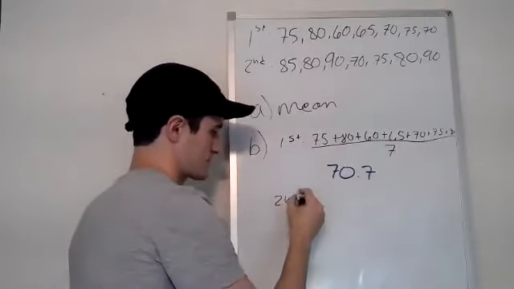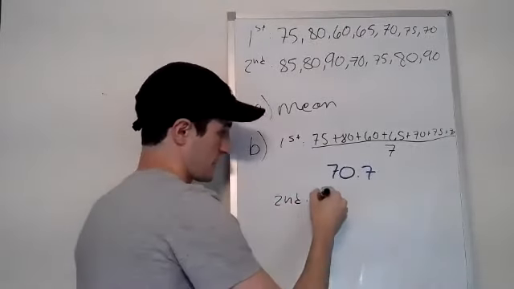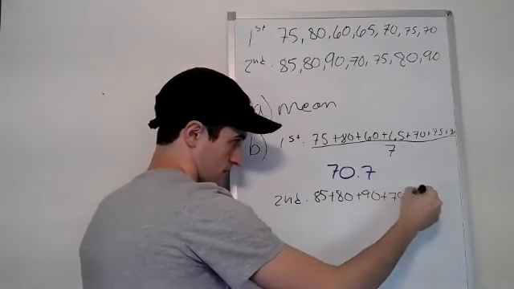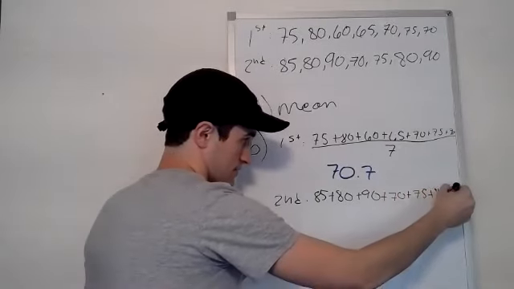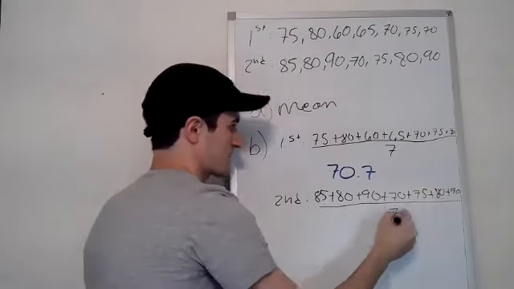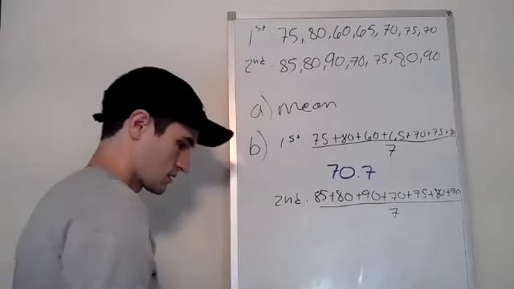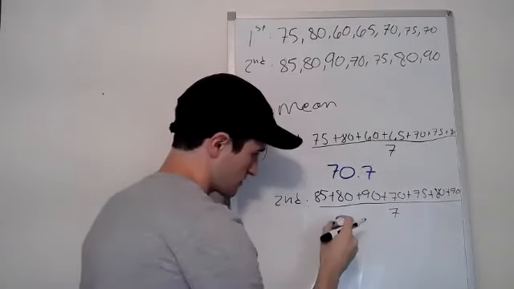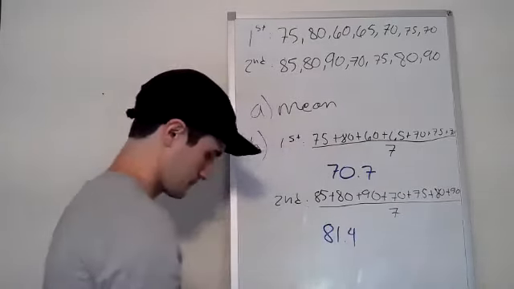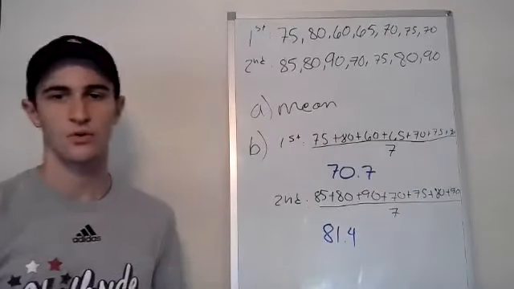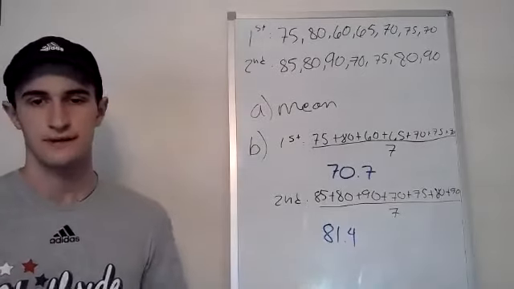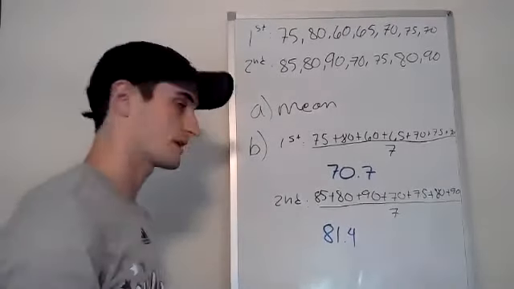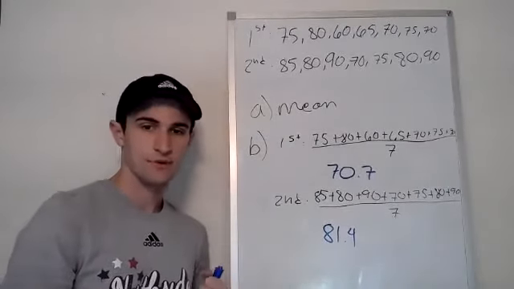So let's take the second semester. Let's do 85 plus 80 plus 90 plus 70 plus 75 plus 80 plus 90. Let's divide all those by 7, because there's still 7 numbers. 1, 2, 3, 4, 5, 6, 7. Always good to double check. And that one's actually going to be 81.4. So her average, her quiz scores, went up. Using the mean, it looks like they went up about 10.7 points.